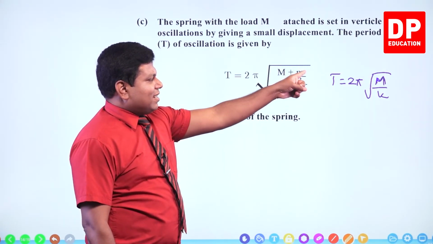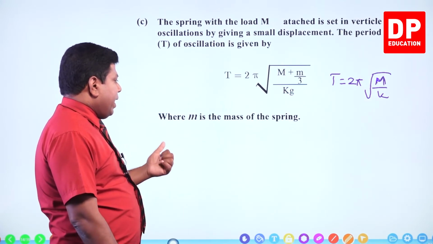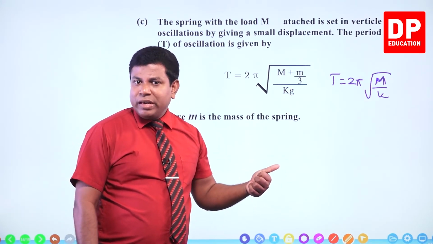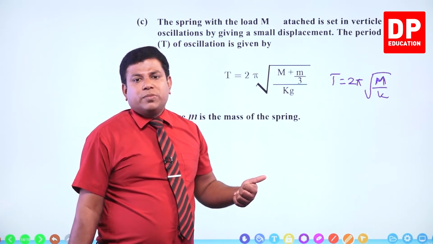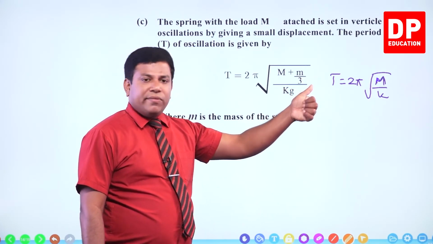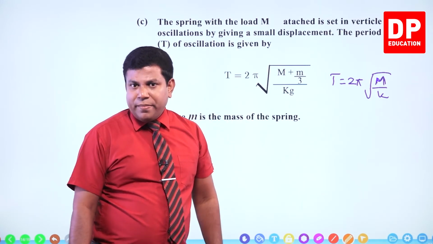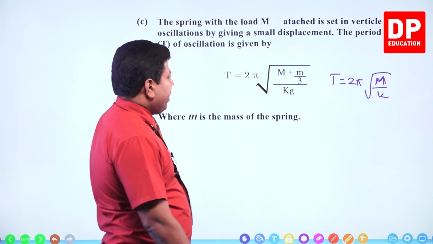And what's this additional m by 3 here? Where m is the mass of the spring. The spring's mass also will have an impact on the extension of the spring, which they have factored in here, which we usually do not factor in. Right? So that they have included here.